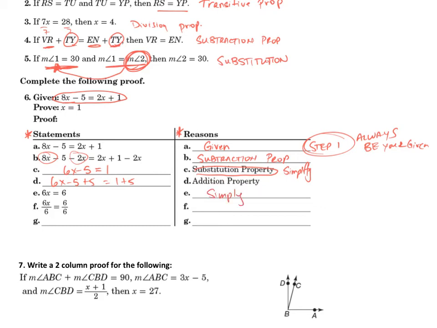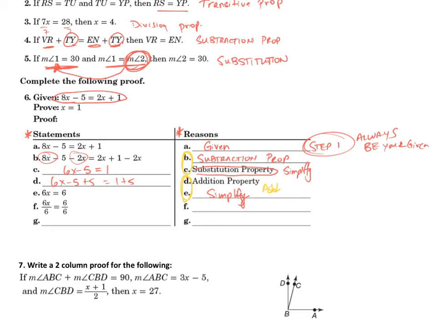You could just go from here to here, right? 6x minus 5 equals 1. Then your next step would be 6x equals 6, and you could just say subtraction property, addition property, whatever. In this case, it was the addition property. You added 5 to each side. So again, let me reiterate: you could have combined these two and just written addition property. You could have combined these two and just written subtraction property.